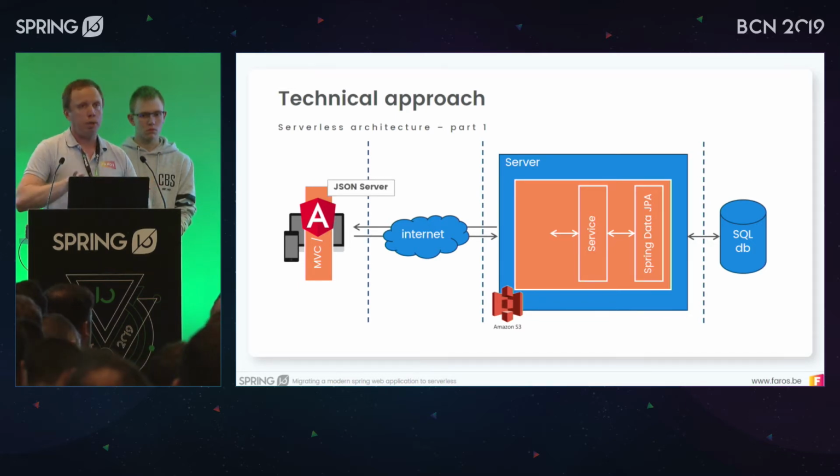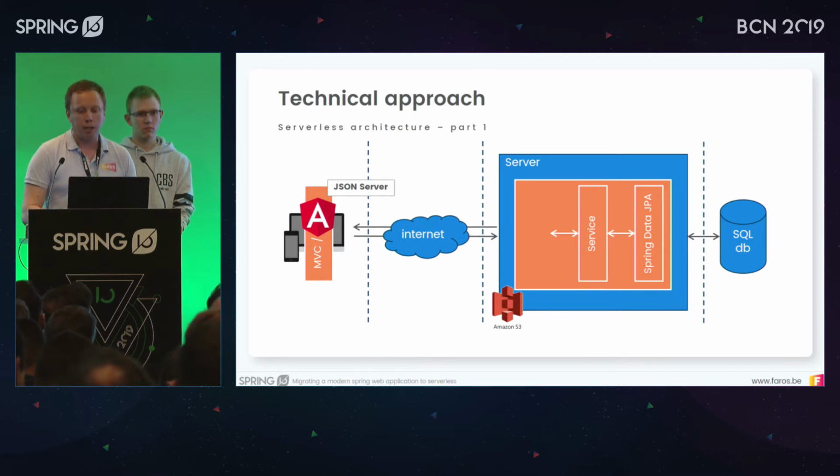To be able to separate the implementation a little bit, backend and front end, we also use JSON server on the front end so that we can mock out the backend server, and that way we could start developing the front end independent of the backend service.